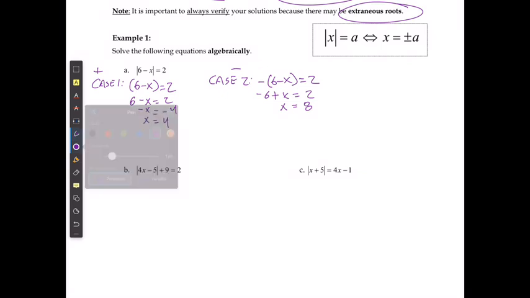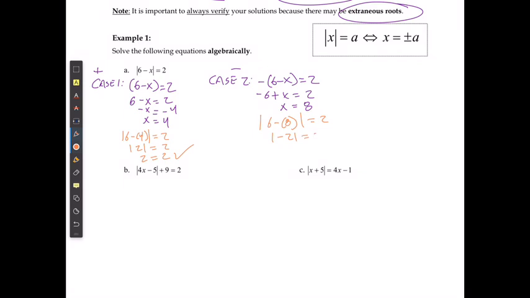Now I'm going to check in both cases and see if they work. So if I have the absolute value of 6 minus 4, does that actually equal 2? Well, the absolute value of 6 minus 4 is going to be 2, and the absolute value of 2 does equal 2, and that solution works. Or if I have the absolute value of 6 minus 8, does that equal 2? Well, the absolute value of 6 minus 8 is going to be negative 2, and the absolute value of negative 2 is positive 2, and that one works as well.